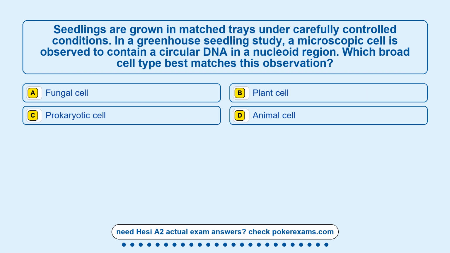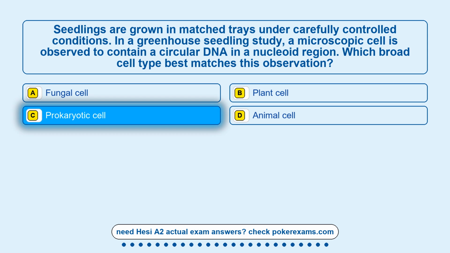Question 12. Seedlings are grown in matched trays under carefully controlled conditions. In a greenhouse seedling study, a microscopic cell is observed to contain a circular DNA in a nucleoid region. Which broad cell type best matches this observation? Option A. Fungal cell. Option B. Plant cell. Option C. Prokaryotic cell. Option D. Animal cell. The correct answer is option C.